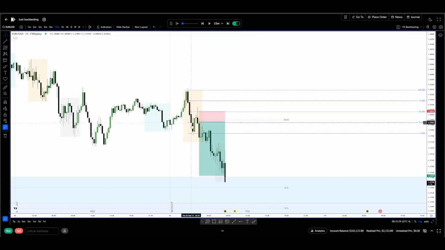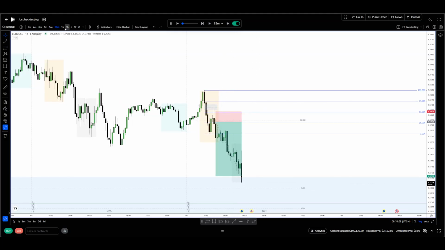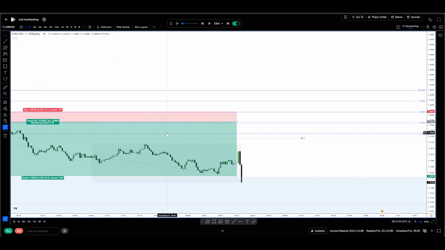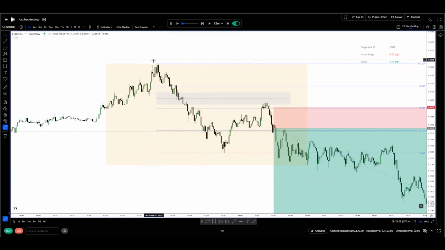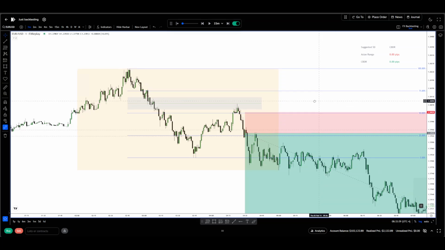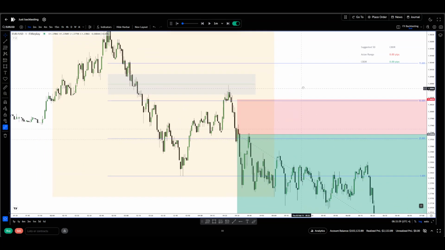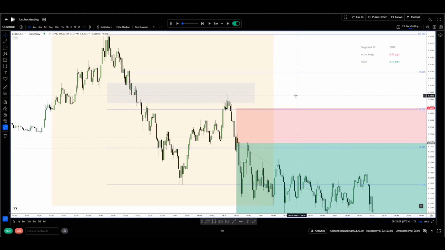Then we created this very strong displacement leg, leaving a fair value gap at premium. This is textbook. This is very nice. And look at how price is trading exactly to the mid-level of this fair value gap. Then let's go to the 1 minute. So this is that leg, right? This high to this low, fair value gap. The 1 minute is also very beautiful price action. So that's exactly how you want to see it.